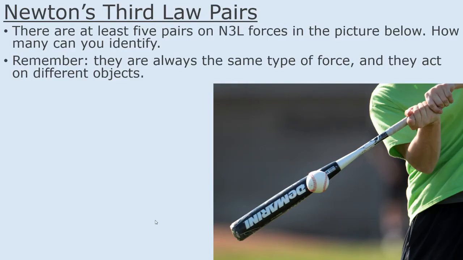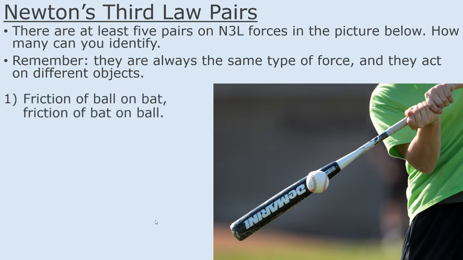First activity then. There are at least 5 pairs of Newton's third law forces in the picture below. I want you to have a go, see how many you can identify. Remember, they're always the same type of force and they act on different objects. So pause the video now and have a go. Okay, we'll now go through some answers.